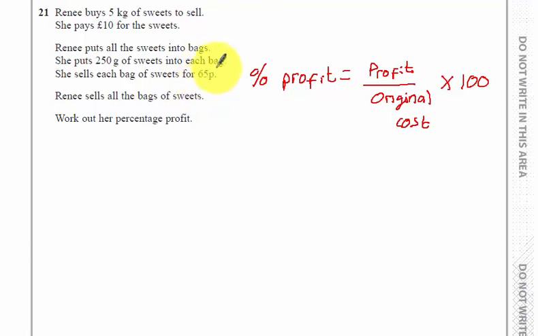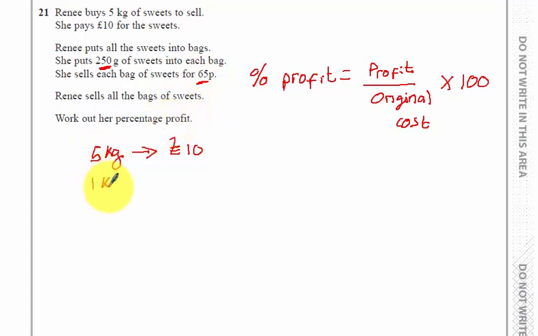Now we know she sells each one of these bags for 65p. So we could work out the total amount she sells all of the bags for, or we could work out what one of the bags cost, and I think I'm going to do it that way. So 5 kilograms is costing £10. I want to know how much 250 grams has cost me, so I compare it with this 65p.